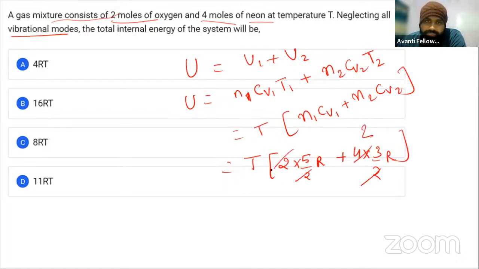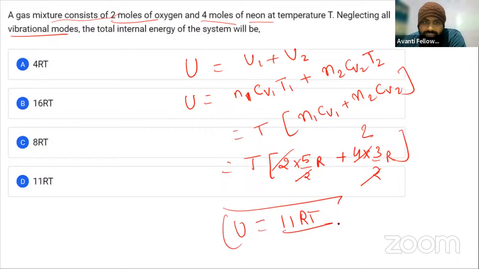The 2 will cancel out, so it will become 5R plus 2 times 3, which is 6R. 6 plus 5 will become 11R. So this is the internal energy. Look how simple this is.